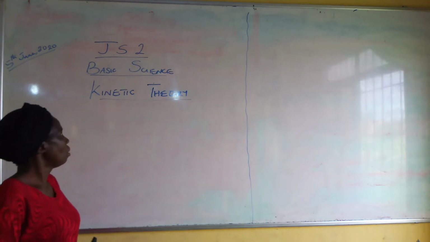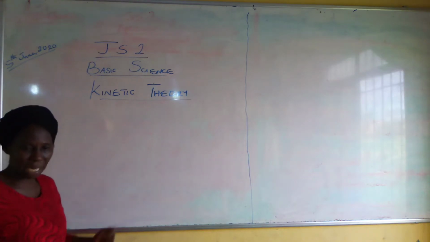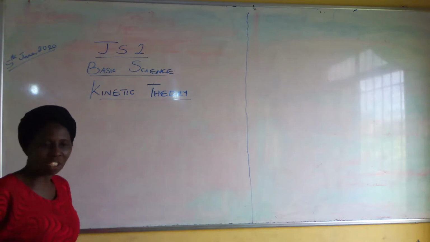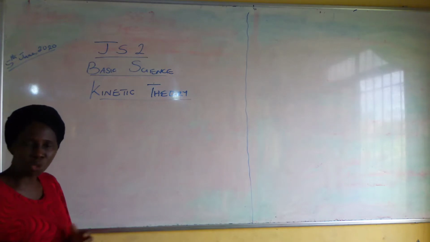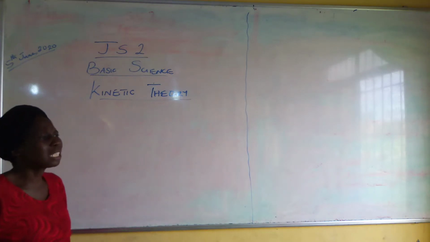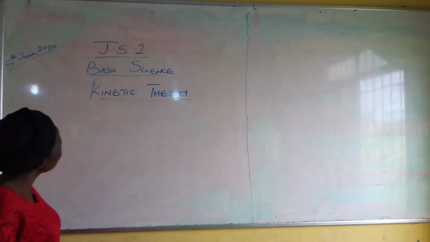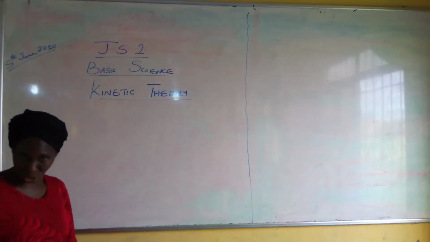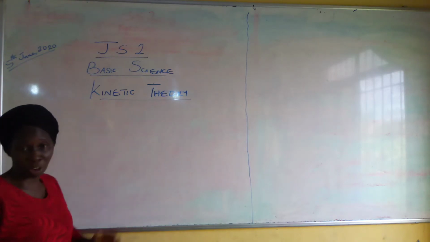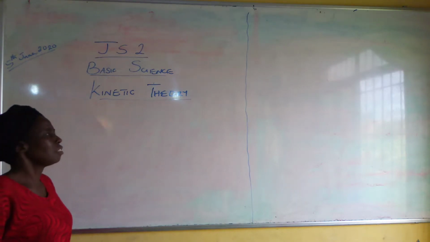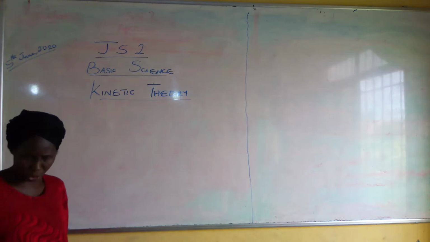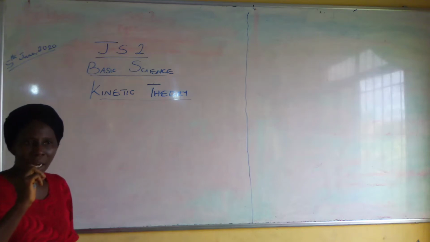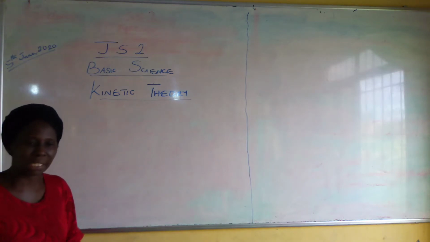Putting these things together, we can see that kinetic theory of matter is a theory that deals with energy due to movement of particles. What we want to discuss mainly under this topic is the basic assumptions of kinetic theory of matter. These theorists postulated some assumptions, and out of these assumptions I want to give you three main points.